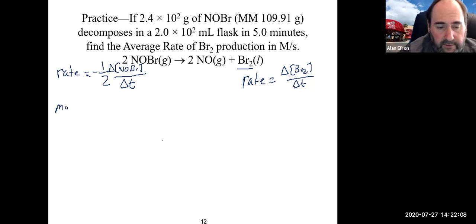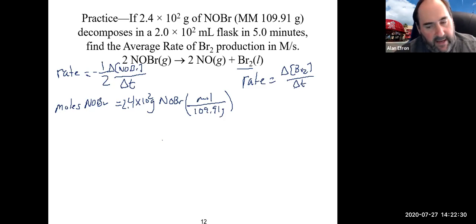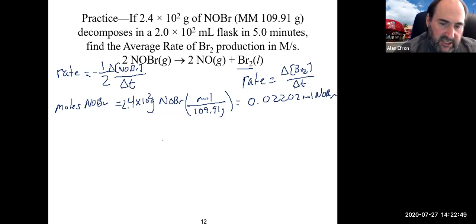So we do have grams and we have the molar mass given to us, so we can figure out the moles of NOBr by taking 2.4 times 10 to the 2 grams and dividing it by the molar mass, which obviously if it was not given to you, you would find on the periodic table. And if you do that, you will get 0.02202 moles of NOBr.